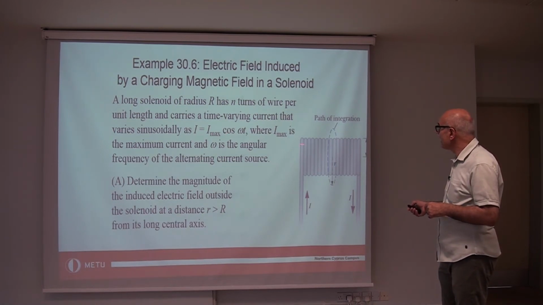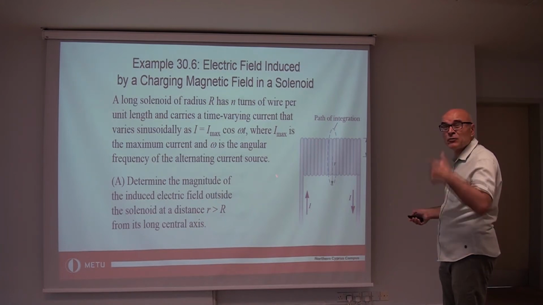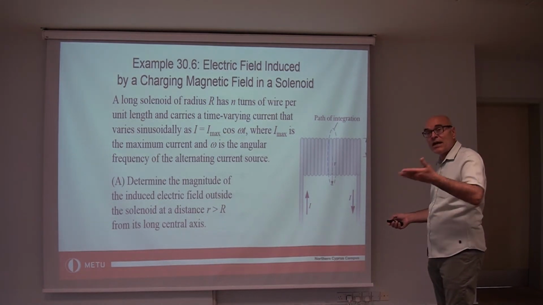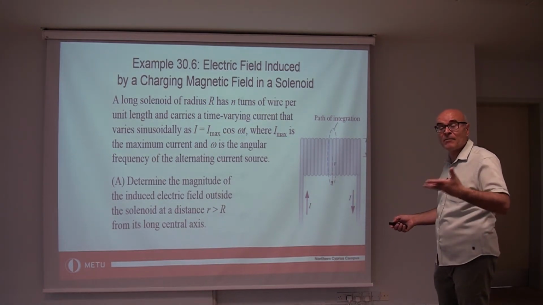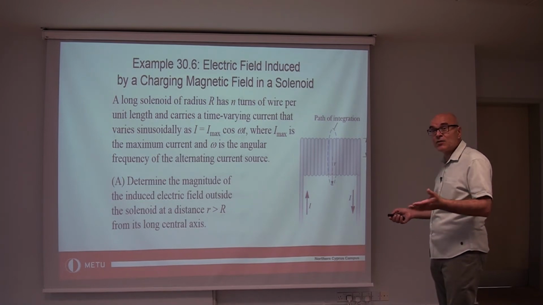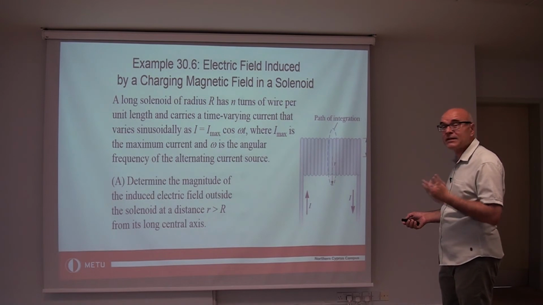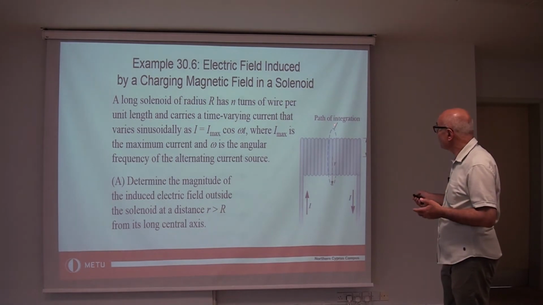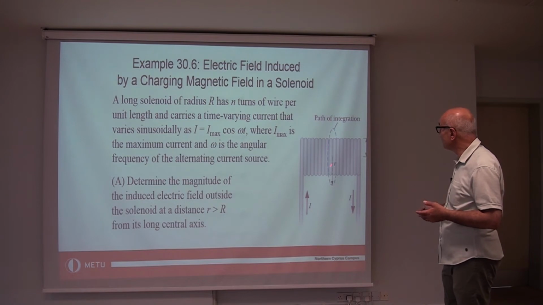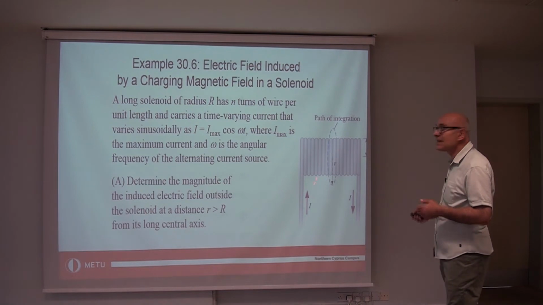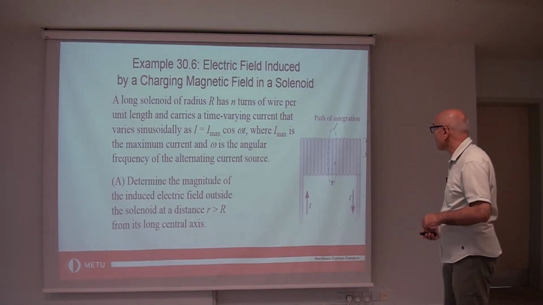Then in this case, we will have a magnetic field within the solenoid, and consequently the magnetic flux within the solenoid will be varying. So we have a situation where the magnetic field is varying, so we expect to have an electric field generated. Now we want to find the electric field generated at any point at a distance r from the axis of the solenoid, outside the solenoid, and also inside the solenoid.